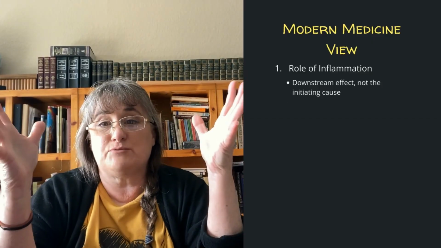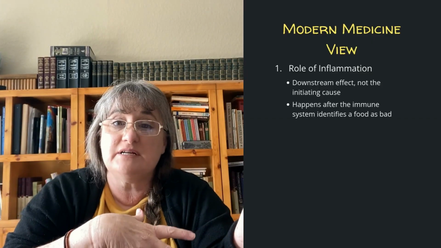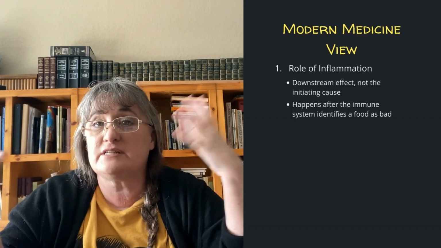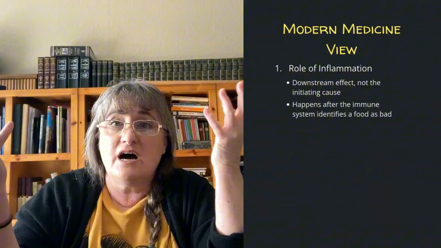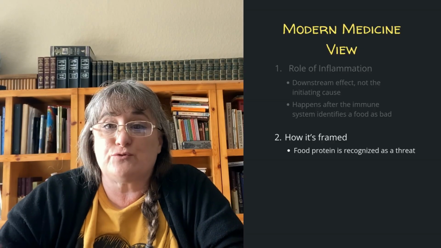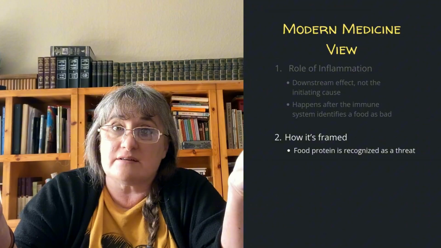And also, it's what happens after the immune system identifies a food as bad. So something has already taken place. Basically it's the attacker cells, as I call them, or helper cells or whatever you want to call them. I try to keep it simple on this channel, but they have gone in and they've started attacking. And so that's when modern medicine steps in and says, we have a food allergy, because the attack has taken place. As far as how it's framed, the food protein is recognized as a threat.